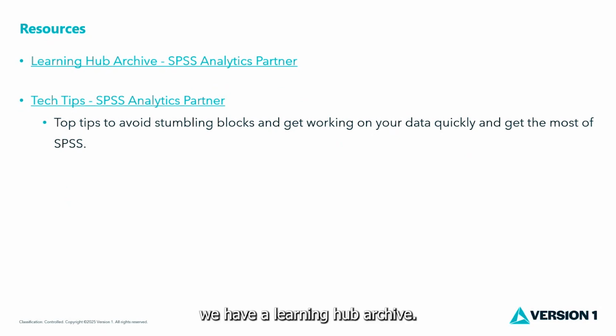So there are resources available to help you when you're working in IBM SPSS Statistics. At version 1, we have a Learning Hub archive. So you can go there and you can actually get tutorials, webinars, and tech tips. Now the tech tips are a great place to start. So these will give you tips to avoid any stumbling blocks when you're working. They will show you how to do things such as run graphs, how to run certain types of analyses, so we can get you working on your data quickly so that you can get the most out of SPSS.